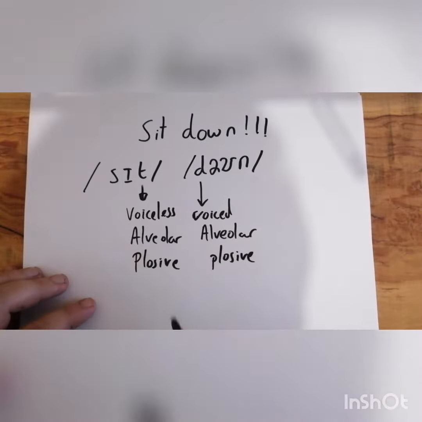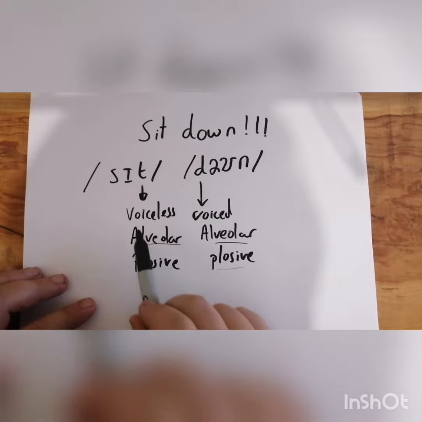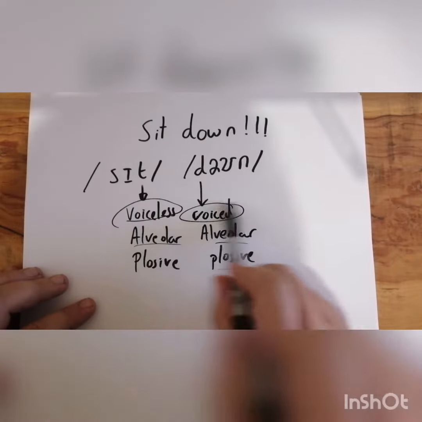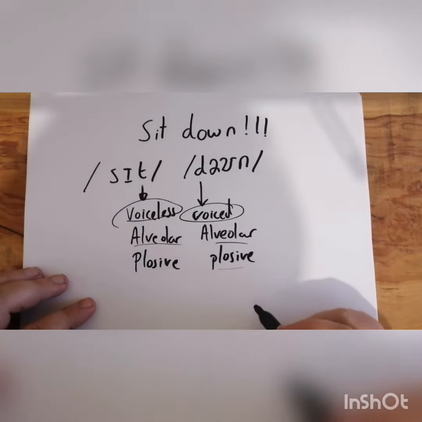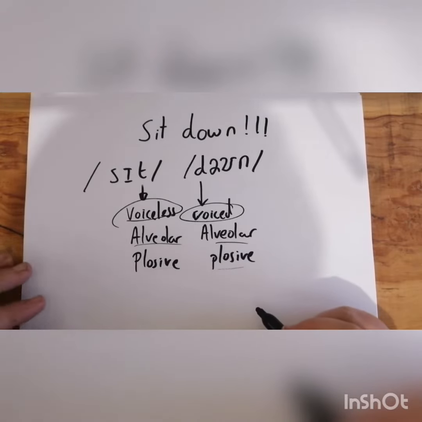So we can see that these two sounds are actually quite similar. They're both plosive, they're both alveolar, but this one is voiceless and this one is voiced. So they're quite similar sounds. So what happens when we pronounce it as a phrase? "Sit down, sit down." Now, if we analyze that speech, we'll notice that there's not two explosions. It's not "sit, down". It's "sit down".